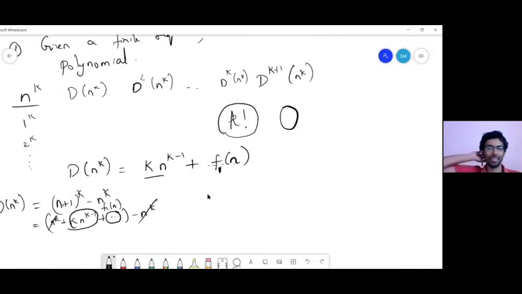So this is one clue, and this gives some insight into why you are getting k factorial. The next question is, given a finite sequence, how do you come up with a polynomial? Sunil, have you figured that out? I tried, but no success.